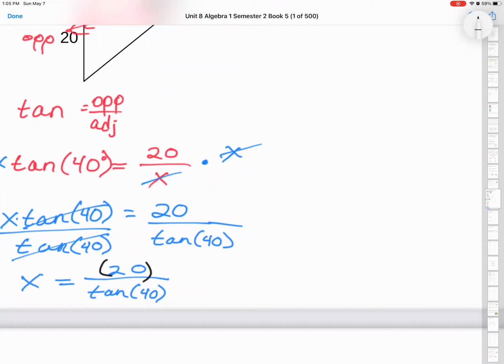So open up a parenthesis, 20, close parenthesis, divide, open parenthesis, tan, 40, close parenthesis. And when we do that, our x value comes out to be about 23.8. Okay.